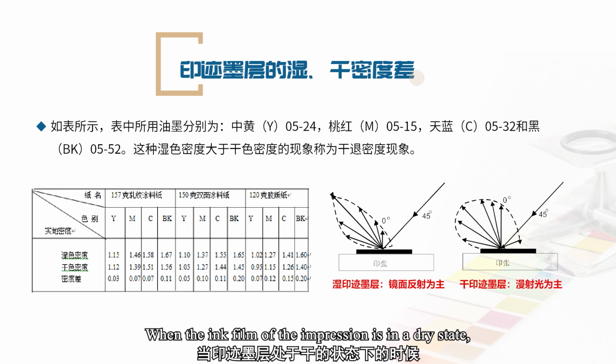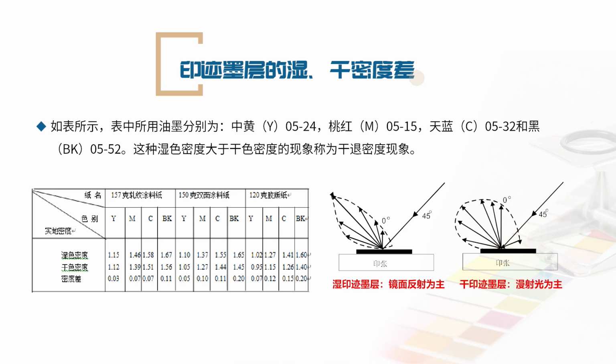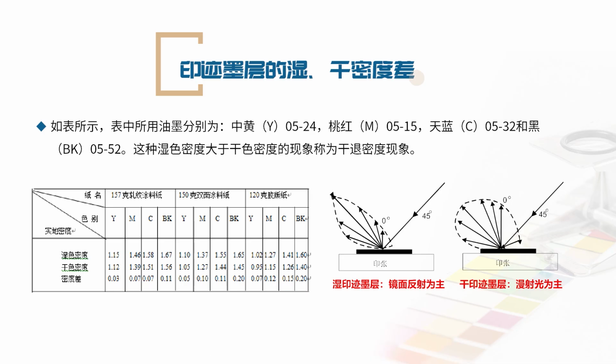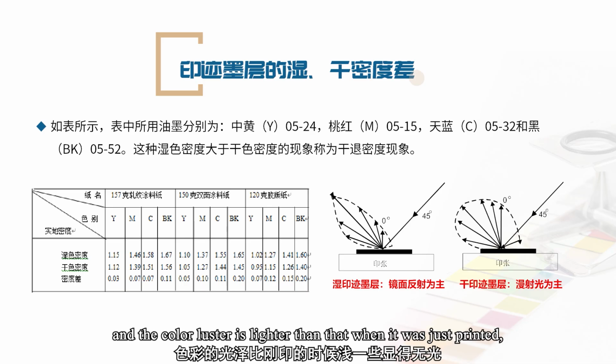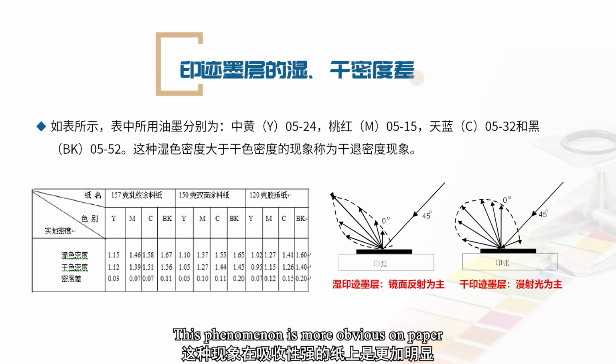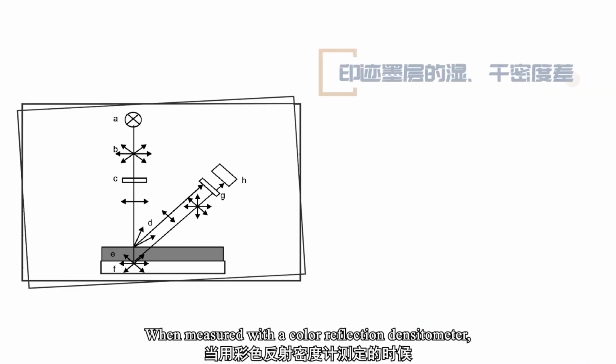When the ink film of the impression is in a dry state, the surface reflected light is mainly diffuse reflection, and the color luster is lighter than that when it was just printed, and it appears dull. This phenomenon is more obvious on paper with strong absorbency when measured with a color reflection densitometer.